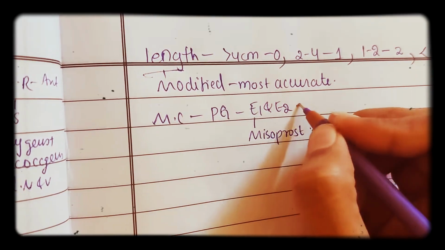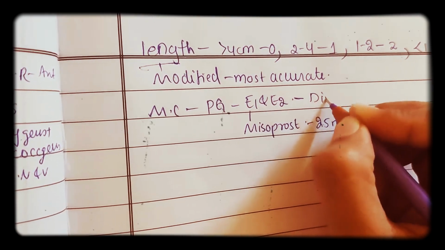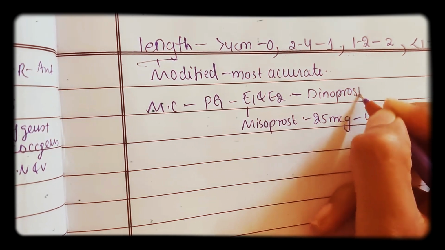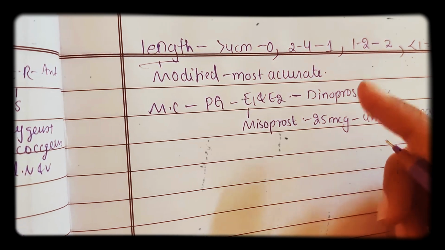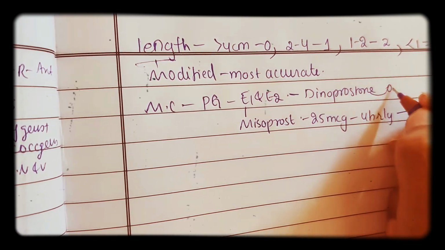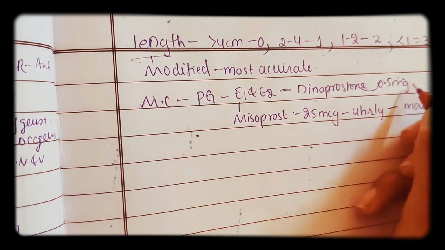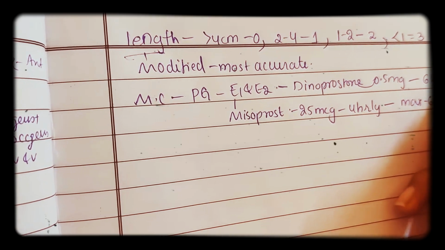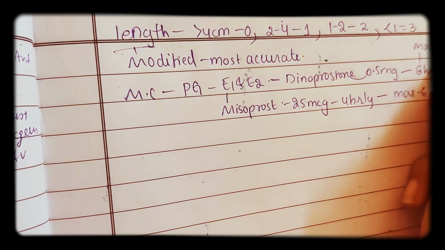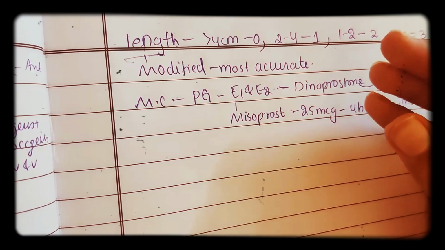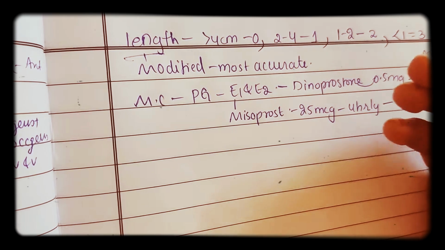Next coming to PGE2, the most commonly used PGE2 is dinoprostone. It is available as Cerviprime gel which is administered intracervically and the dosage is 0.5 milligrams, and it can be given 6 hourly once and the maximum number of doses you can give is 4. These drugs not only induce labor but also cause ripening of cervix simultaneously.